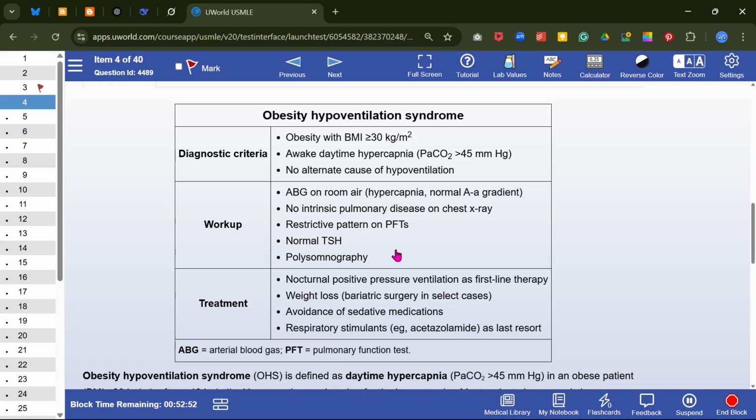Normal TSH. Polysomnography. Treatment: nocturnal positive pressure ventilation as first-line therapy, weight loss, bariatric surgery in select cases, avoidance of sedative medication, respiratory stimulants, acetazolamide as last resort. Okay.